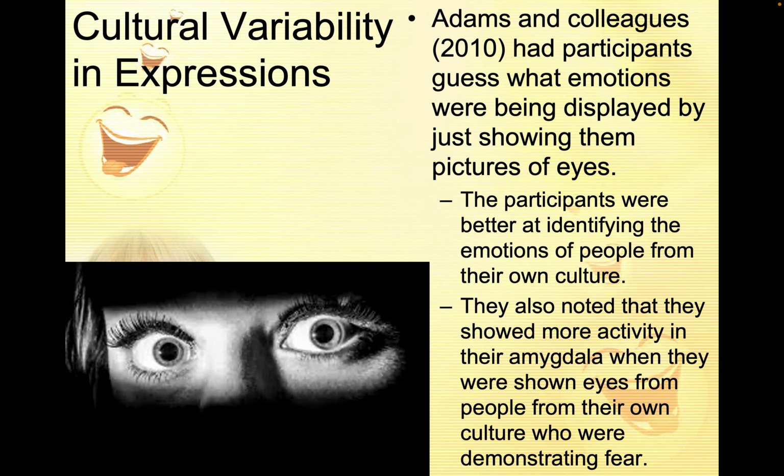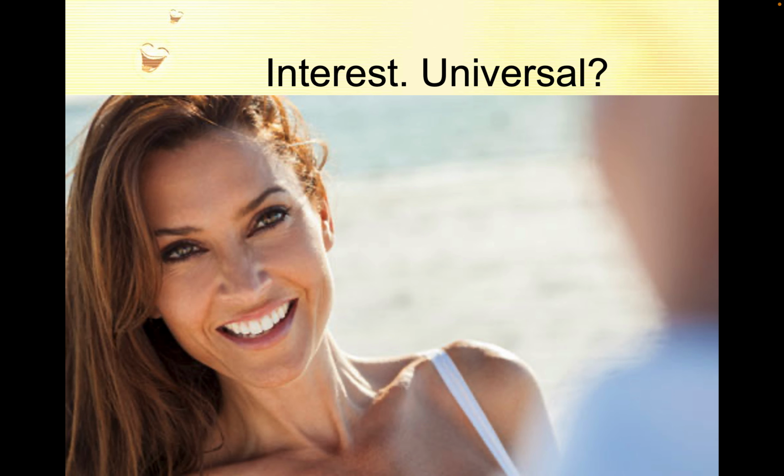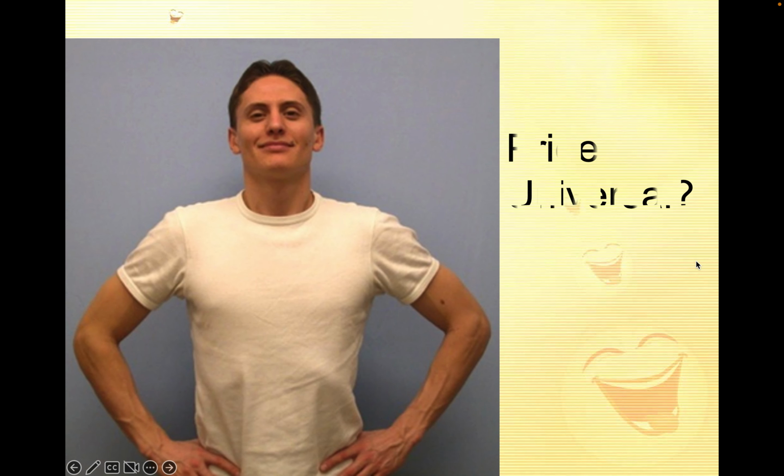Adams and colleagues in 2010 had participants guess what emotions were being displayed by just showing them pictures of eyes. The participants were better at identifying the emotions of people from their own culture. They also noted more activity in their amygdala when they were shown eyes from people from their own culture who were demonstrating fear. And that's what eyes look like when somebody's afraid. As you can see, the pupils are greatly dilated. And if we had seen that in her, then we would know that she was really interested in the guy she was looking at.